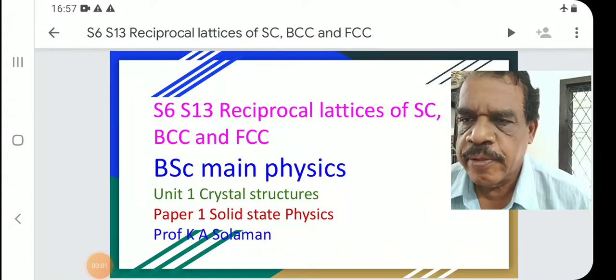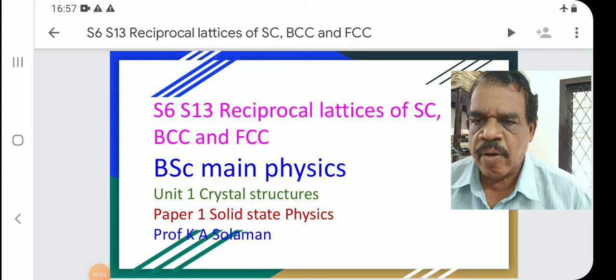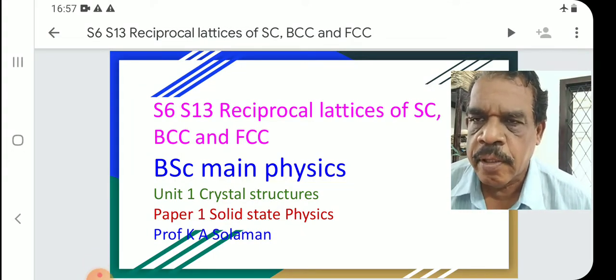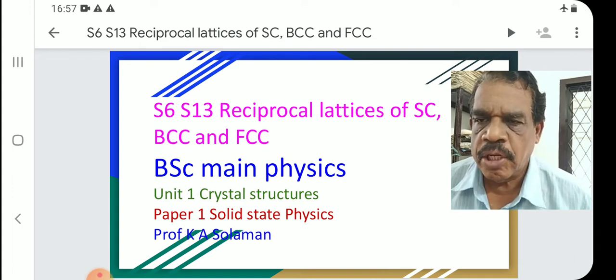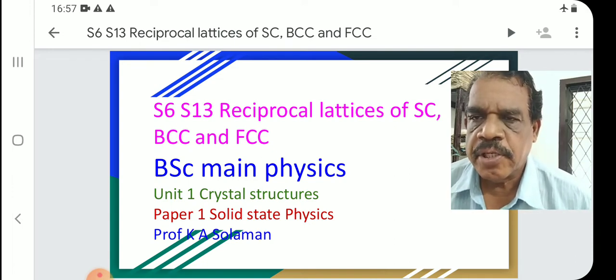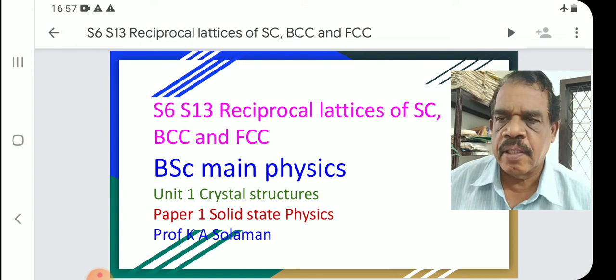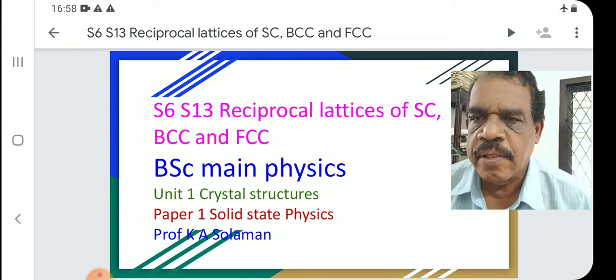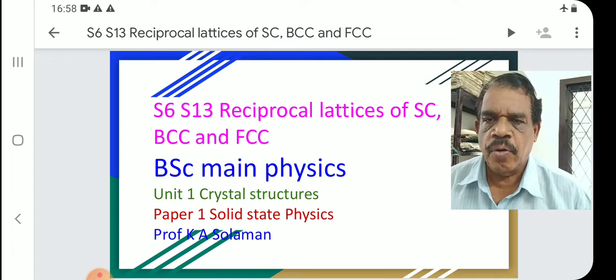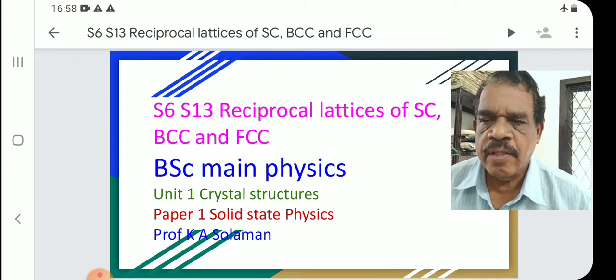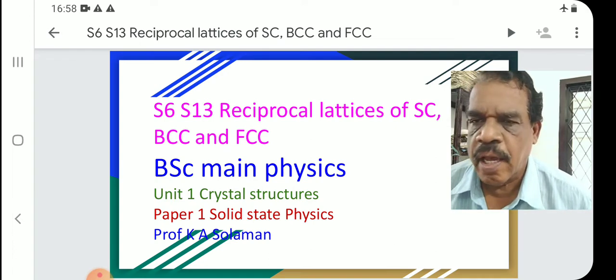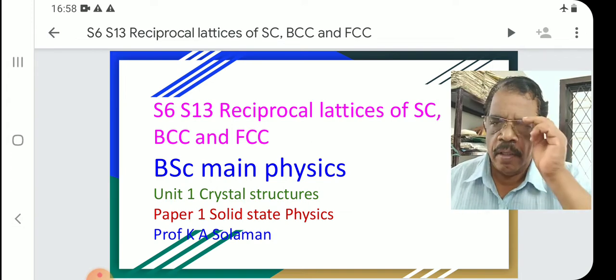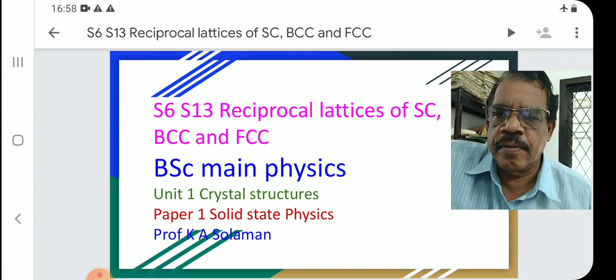BSc Main Physics, Semester 6, Paper 1, Solid State Physics. This is Unit 1 continuation, crystal structures. Today the class number is S13, Reciprocal Lattices of SC, BCC and FCC. Reciprocal lattices of simple cubic, body centered cubic and face centered cubic. This is the 13th class.